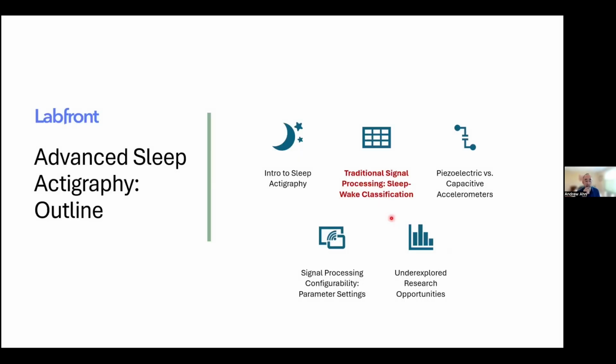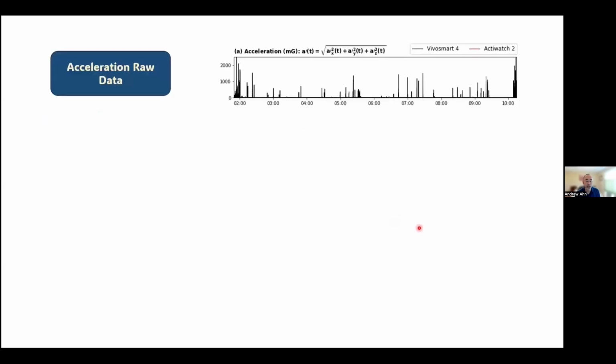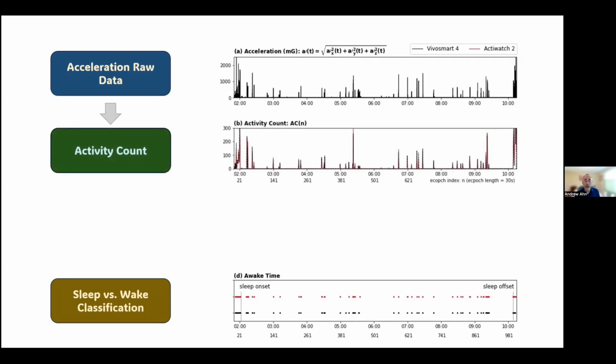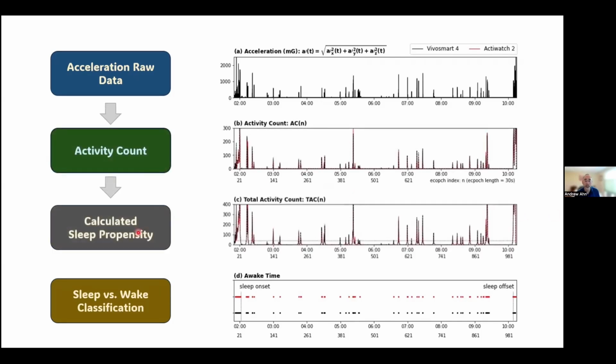The second section I wanted to talk about was traditional signal processing and sleep-wake classifications. So here are the key steps in how raw acceleration data becomes meaningful sleep information. The process follows a clear progression. Raw acceleration data is first transformed into activity counts, which are then used to calculate sleep propensity, and then finally converted into sleep-wake classification. And you can imagine it's like a cascade where each step builds upon the previous one.